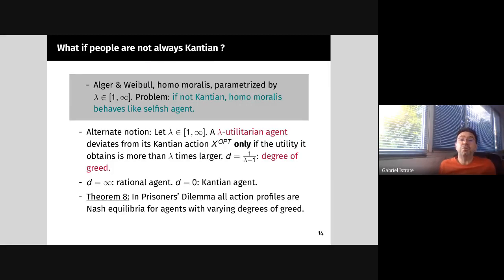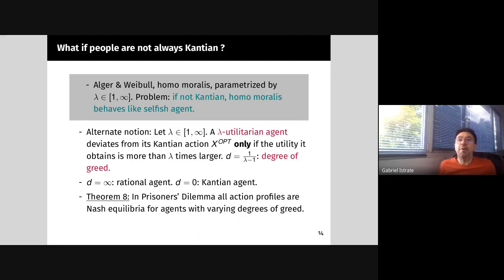Finally, the last topic that I want to discuss is the issue of mixing Kantian and selfish behavior. This was attempted before by Alger and Weibull under the name of homo moralis. It was parameterized by a parameter lambda between 1 and plus infinity. And their definition has the following problem. A homo moralis agent, if it is not a Kantian one, then it will behave like a selfish agent. So it doesn't really interpolate between the two behaviors.